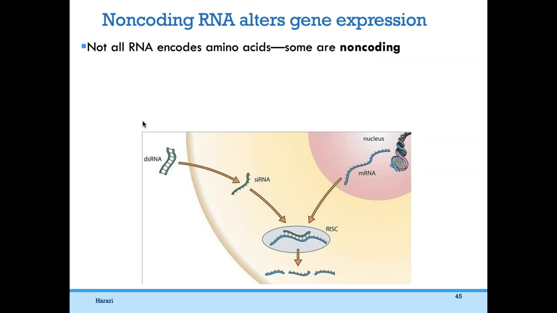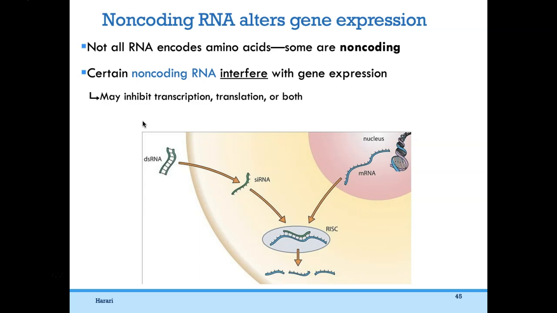Not all RNA encodes for amino acids. I wanted to talk really quickly about non-coding RNAs. And non-coding RNAs can interfere with gene expression. So it's kind of counterintuitive because usually more mRNA leads to more gene expression. But there are some small RNAs that are not coding for proteins at all, and they actually interfere with gene expression. They can turn gene expression off. They can inhibit transcription, translation, or both.